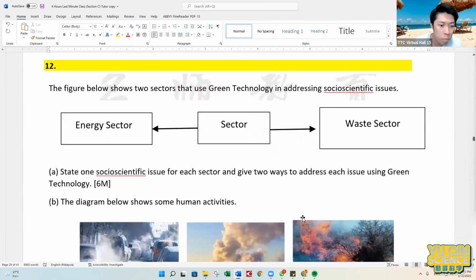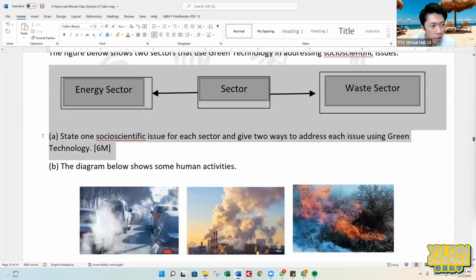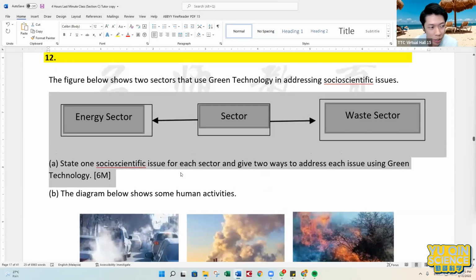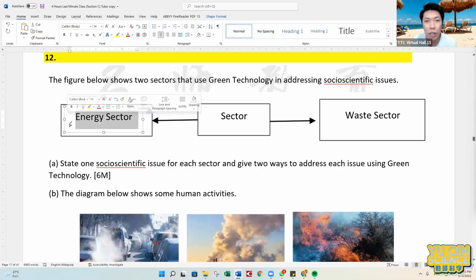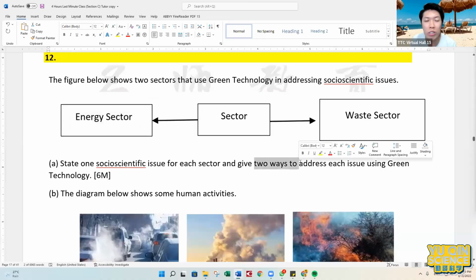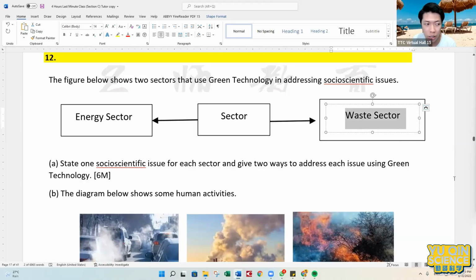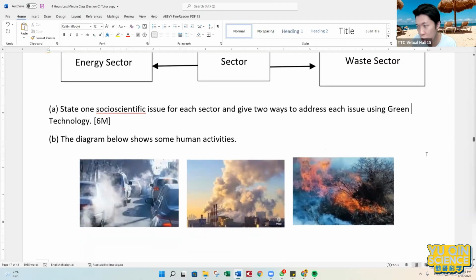Okay, well, the first one, see, non-related, this is whether you study or not. State one social scientific issue for each of the sector, give 2 ways to address for each. Okay, energy sector, give 1 problem, like, oh, a lot of air pollution and whatnot, and then give 2 ways to settle, like use renewable energy lah or whatnot. So that is 3 things to write for each. Same goes to waste sector. Give 1 problem, like, oh, a lot of rubbish, water pollution and whatnot, then give 2 ways to solve the problem. So 3 things for each. Okay, 6 marks. 3, 3, 6.